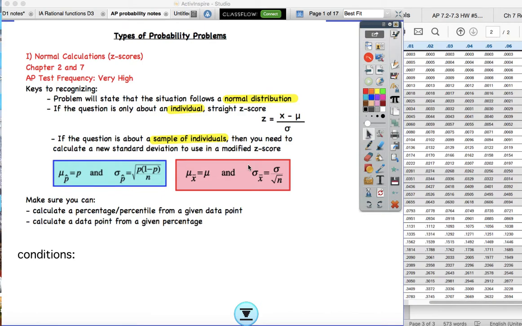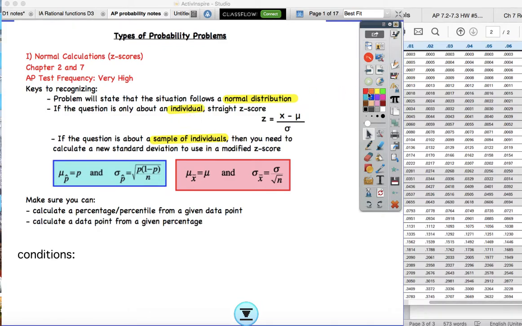Okay, this video is going to get us started onto our review of probability. There are a lot of different kinds of probability questions, and so we're just going to focus on the types of questions that we learned in chapters 2 and in chapter 7. So these are going to all involve z-scores. These would be, I think, on the easier side of probability questions. So I'm going to hope that the AP test has something on there with z-scores.